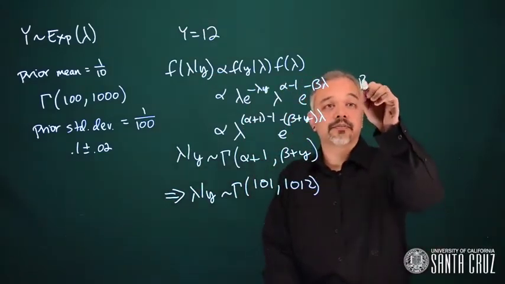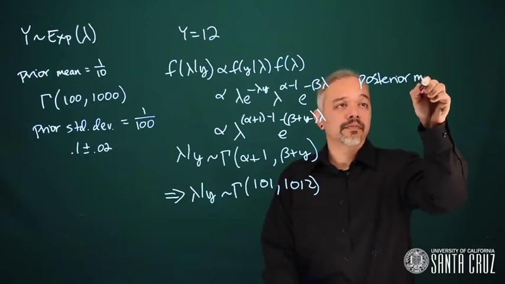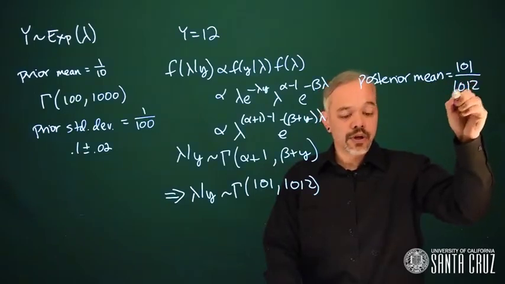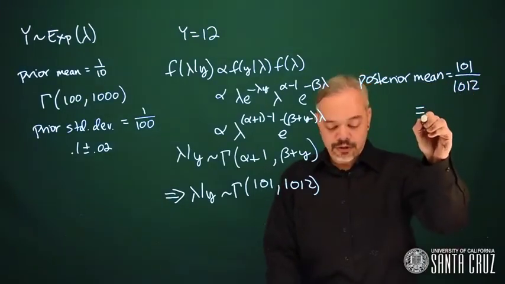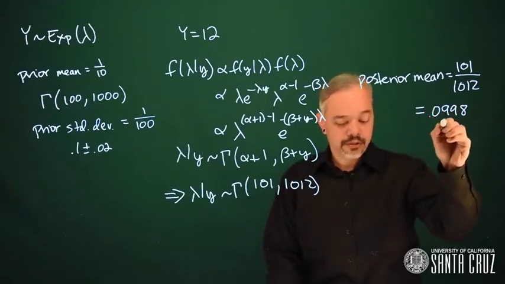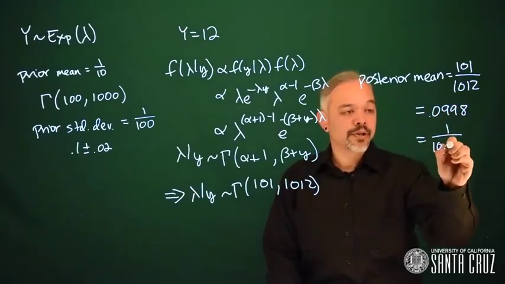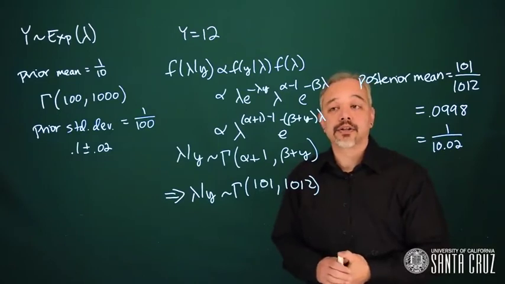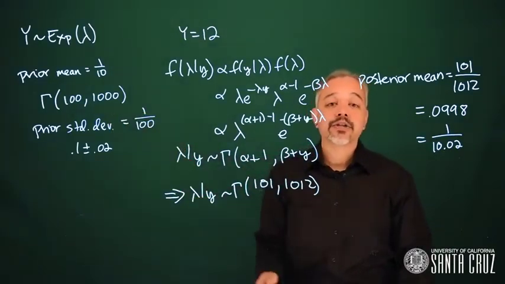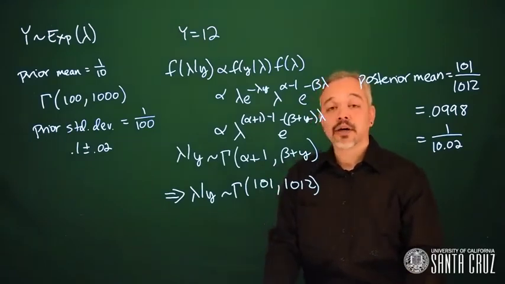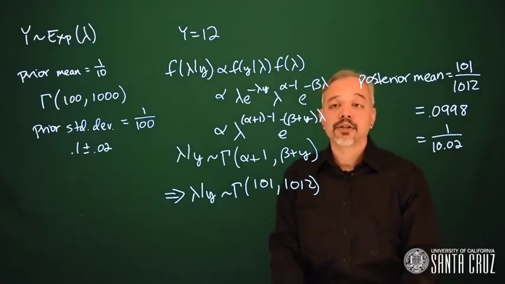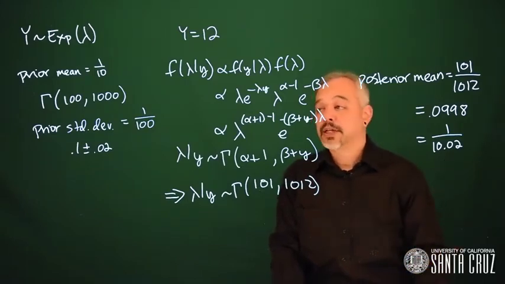Thus, our posterior mean is going to be 101 over 1012. This is equal to 0.0998, or approximately 1 over 10.02. This one observation doesn't contain a lot of data under this likelihood. Our prior has a fair amount of information in it, and so our posterior doesn't shift a whole lot. When the bus comes and it takes 12 minutes instead of 10, it barely shifts our posterior mean up. It shifts it up a little bit, so we now think our expected waiting time is slightly more than 10 minutes, but not much more. One data point doesn't have a big impact here.